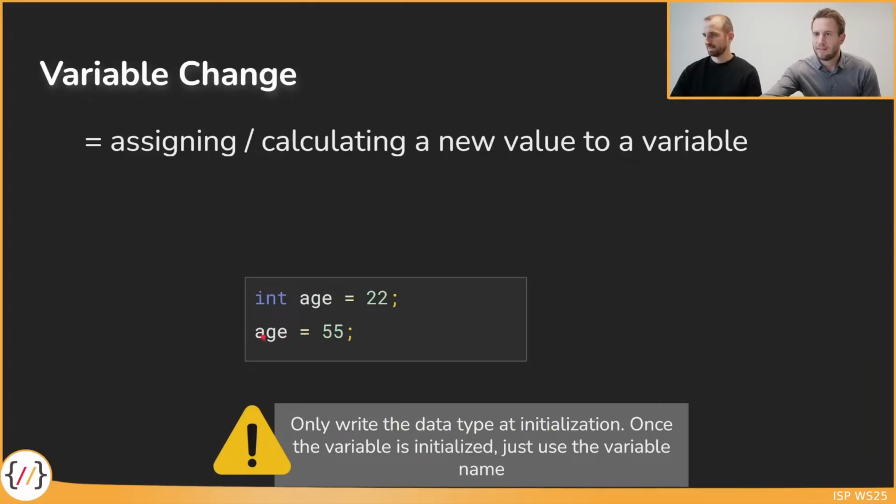In this case, we do not need the data type anymore because this variable age is already introduced with this declaration. So after this statement, the compiler knows there is this variable age from type integer. And if we use age here again, then it's clear to the compiler that it's this integer variable. And if we assign this value 55 now, then this value 22 is overwritten and the age variable has this new value afterwards.